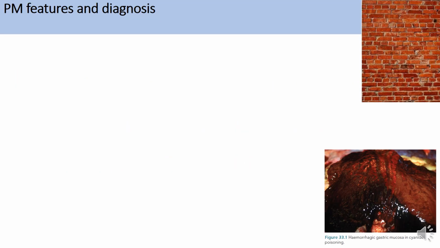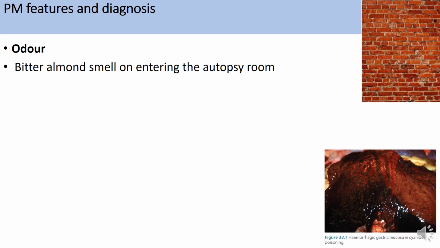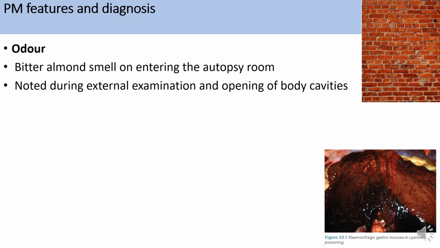So what's the color in cyanide poisoning? Earlier, for carbon monoxide, I described a cherry pink color. Here it is described as brick red color. Tissues are going to get a brick red color. And also the odor of HCN gas or the cyanide compound: it has a bitter almond smell on entering the autopsy room if you happen to open or dissect a dead body with cyanide poisoning.